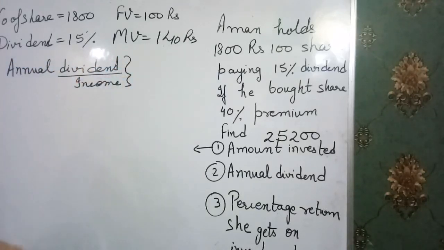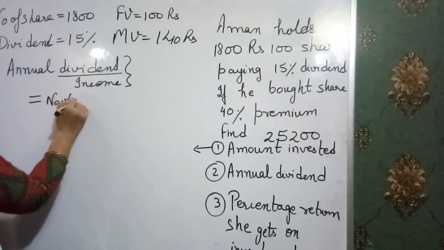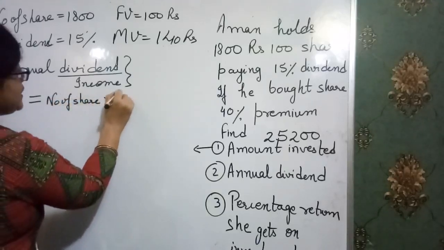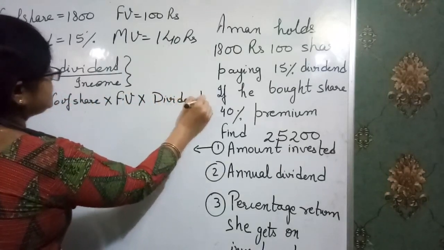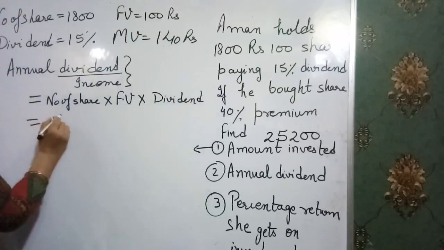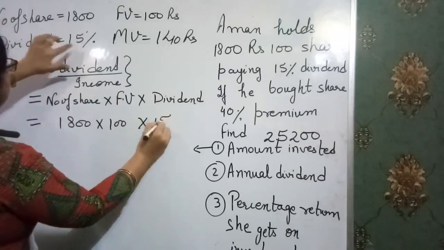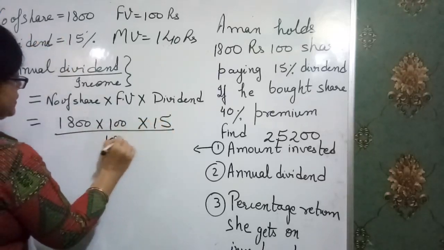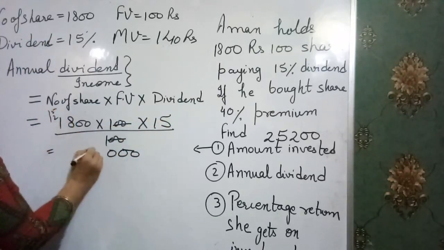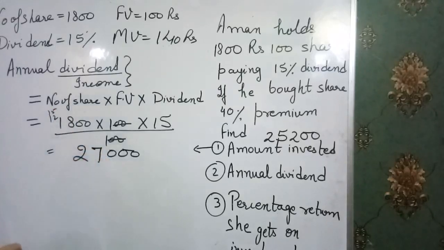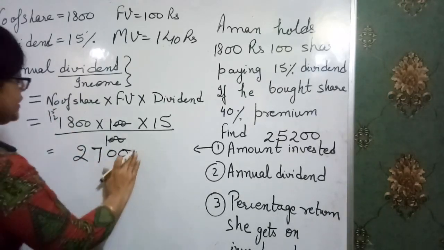Both are the same. Okay? For annual dividend and income, you have to multiply number of shares with face value and dividend. This is the next formula. So we have number of shares 1800, face value 100, and dividend is 15 over 100. Just cancel it. 20 × 15 × 9 is 2700. Clear? This is the annual dividend which he received.